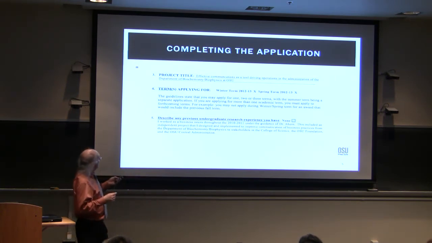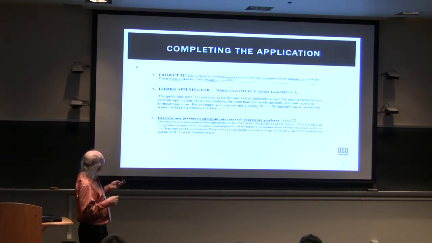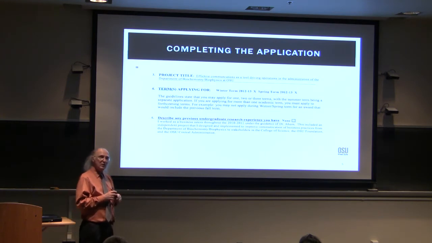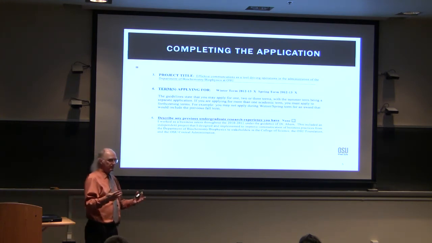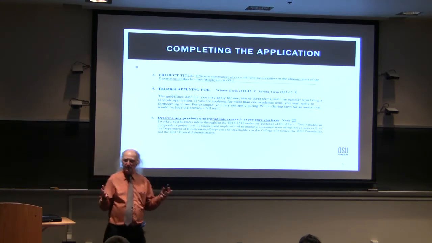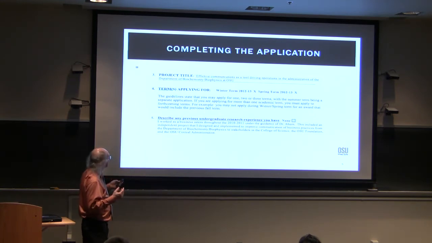Okay, so the guidelines state that you can apply for 1, 2, or 3 terms. We're too late for the 3 terms. People getting 3 terms applied actually back last spring for this, with the summer term being a separate application. Summer term works a little bit differently. I'm not going to show you how to do a summer term application. The only difference actually has to do with the budget, and I'll mention that. But the summer term application is a little bit different in that respect.